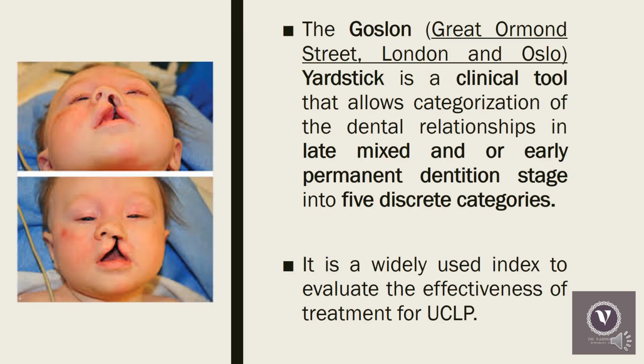The Goslon Yardstick is a clinical tool that allows categorization of dental relationships in late mixed and early permanent dentition stage into 5 discrete categories. It is a widely used index to evaluate the effectiveness of treatment for patients with unilateral clefts of the lip and the palate.